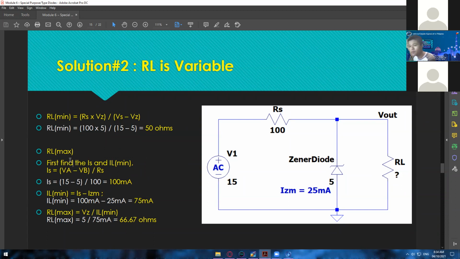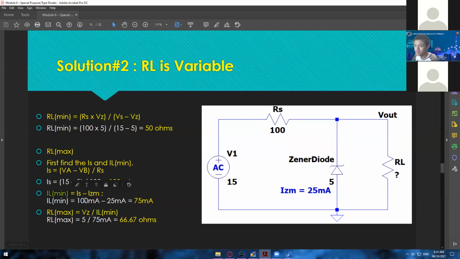And then for the RL max, we have to find the IS and then IL min first. This is another pattern that you can do. In finding the maximum value, you have to find the IS and then the IL first. For the IS, we have VA minus VB. This one came from our general formula. VA is 15, and VB is 5, divided by RS, which is 100. 15 minus 5 divided by 100 is equal to 100 milliamps. That is the value of our IS right here.